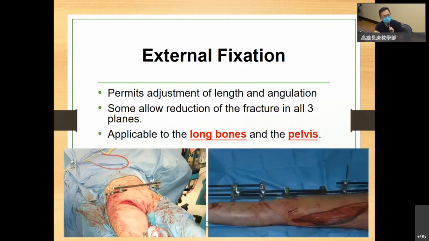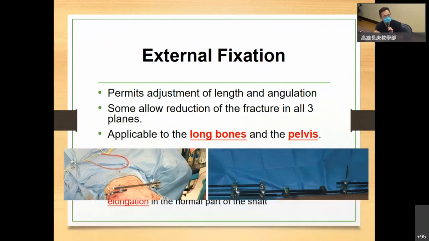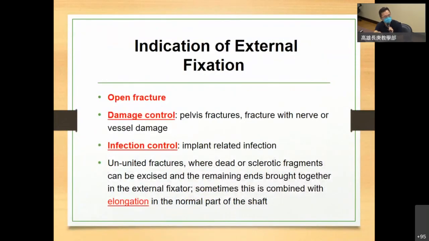And if a patient has a bone infection, like osteomyelitis or maybe some implant-related infection, we can remove the implant, but we also need to make the bone more stable, so we can also use external fixation. So the indications for external fixation include open fracture, damage control, and infection control.